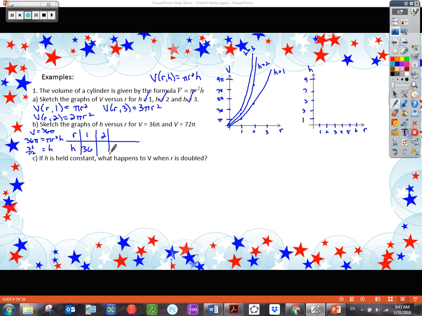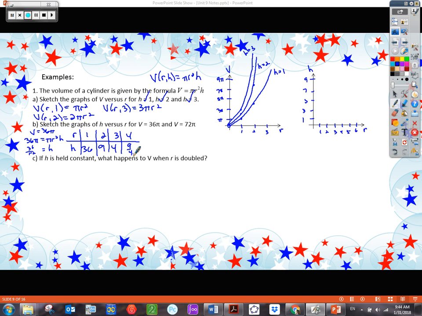So what happens if my radius is 2? 36 divided by 2 squared would be 9. Okay, and what happens if the radius is 3? 36 divided by 3 squared, or 36 divided by 9, is 4. And then what happens when it's 4? I would have 36 divided by 16, which reduces to 9/4.